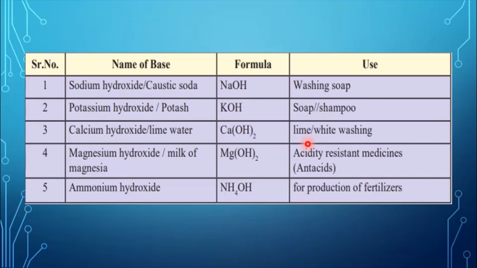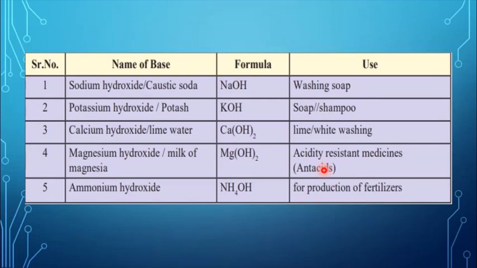which are there on the ground. So for that, calcium hydroxide or lime water is used, so that whatever dirt is there on the tiles and all, all of that can be removed. Next is milk of magnesia, or magnesium hydroxide. The formula is Mg(OH)2 and this is used as an antacid.